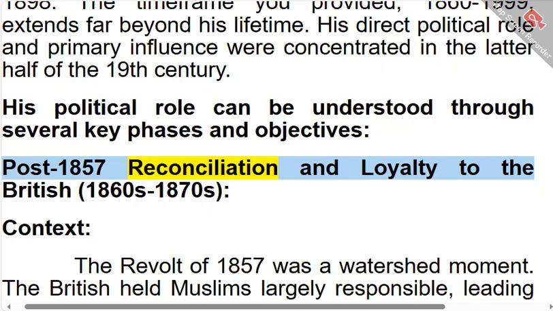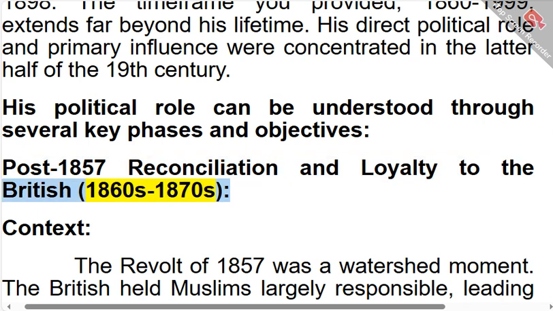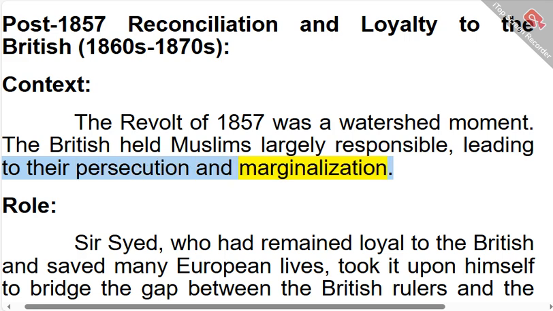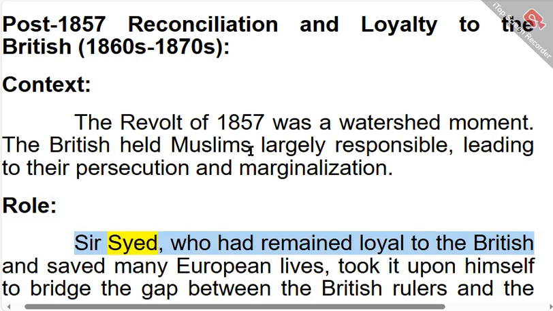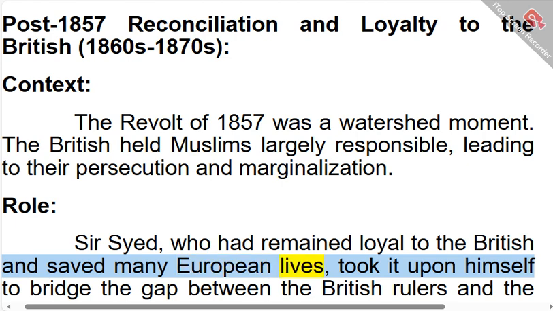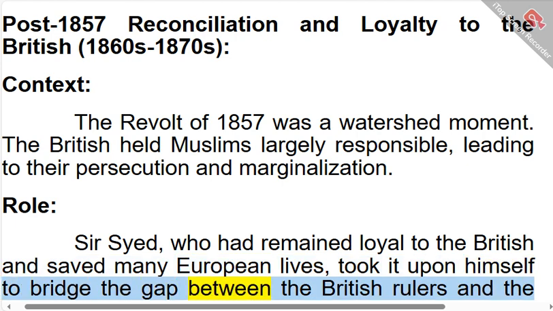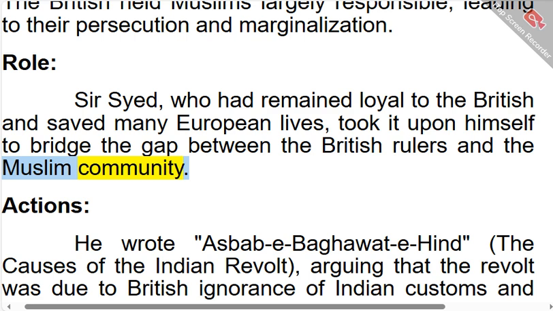Post-1857 reconciliation and loyalty to the British, 1860s to 1870s. Context. The revolt of 1857 was a watershed moment. The British held Muslims largely responsible, leading to their persecution and marginalization. Role. Sir Syed, who had remained loyal to the British and saved many European lives, took it upon himself to bridge the gap between the British rulers and the Muslim community.